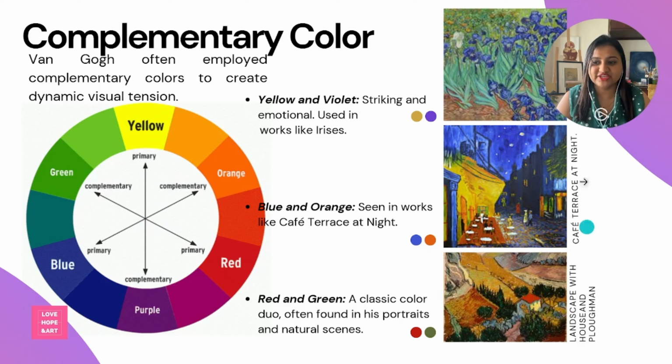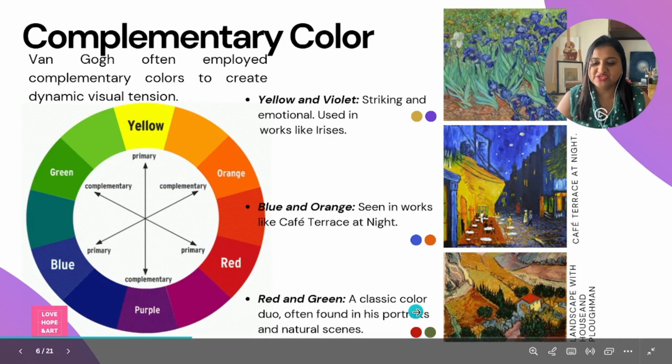Going on to the Cafe Terrace at Night, he used cool blues and warm oranges, and greens and reds. He often used these in his portraits and natural scenes, like Landscape with House and Ploughman. Here we can see the use of a lot of greens and red shades.